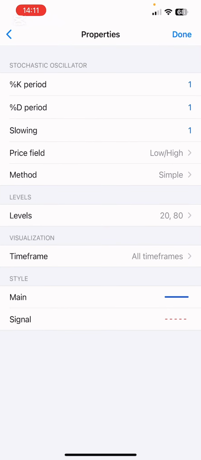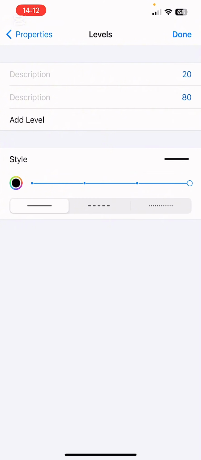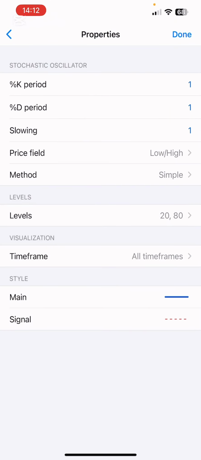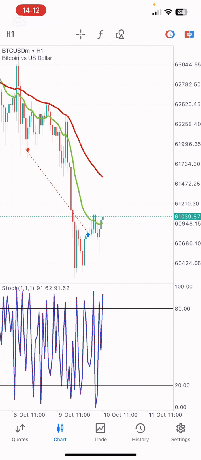Then the K period is supposed to be 1, the D period is 1, and the slowing is 1. You allow the price field to be low/high. The method is simple, and the levels are 20 and 80. You just keep this level at 20 and 80. I hope this is clear. Then we press OK. So this is what you are now seeing.